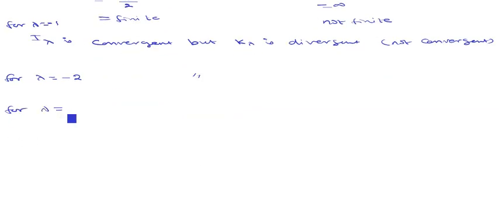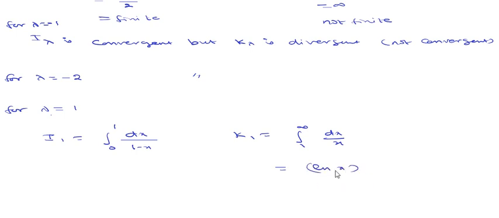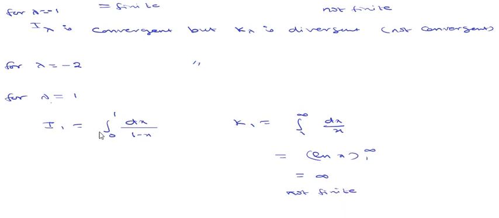So now we will see for lambda equal to 1, I1 is equal to integral 0 to 1 dx by 1 minus x, and K1 is equal to integral 1 to infinity dx by x. So this is equal to log x, limit 1 to infinity. So this is equal to infinity, that is not finite. And here, the integral of dx by 1 minus x will be minus log of 1 minus x. So the limit is 0 to 1, so this is minus log 0 minus log 1, so log 1 is 0, so log 0 is not defined, so this is not defined.